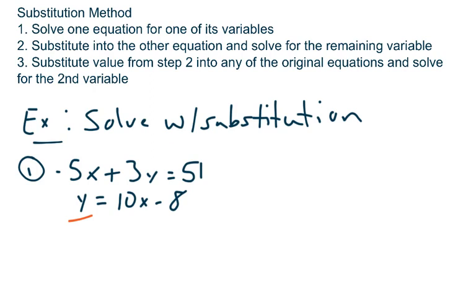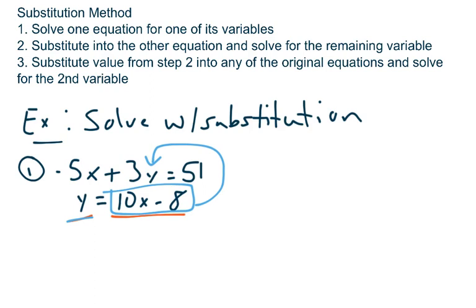Step two says substitute into the other equation and solve for the remaining variable. So we know what y is equal to. It's equal to 10x minus 8. This whole thing, 10x minus 8, is going to be substituted here for y because it says that 10x minus 8 is equal to y.